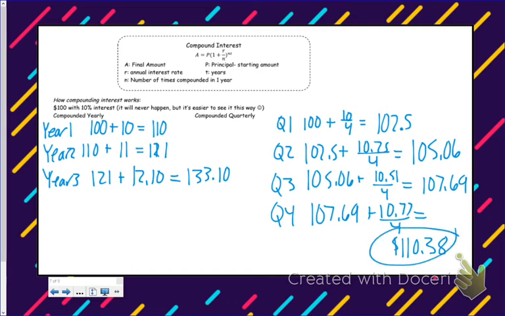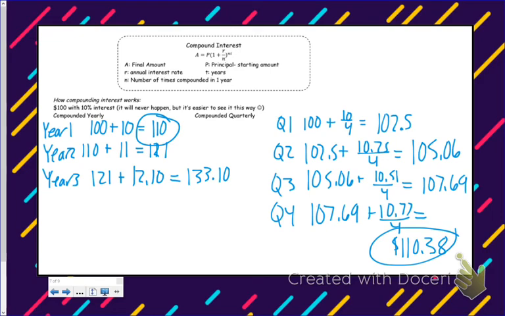So if you notice, when it's compounded quarterly, it's not a big difference, but it's a difference. You've made an extra 38 cents just because your interest was compounded differently. Again, if you have larger amounts of money or higher interest rates, compounding can make a bigger deal. So it is definitely something to consider when we're talking about these numbers.